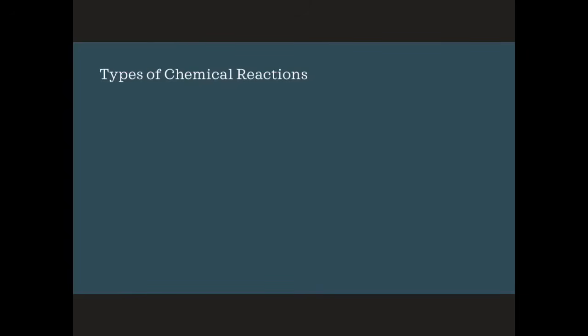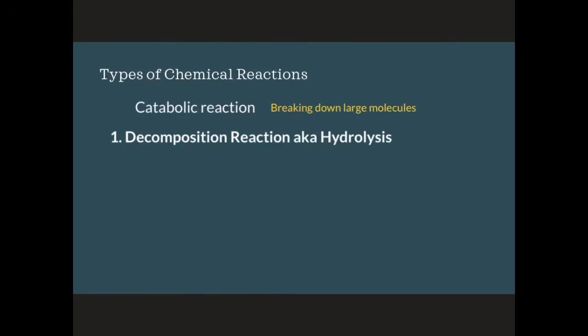So let's get into the types of chemical reactions. We're going to talk about 4 different types of chemical reactions. 1 would be catabolism, 2 would be anabolism, and then we're going to talk about 2 others that occur throughout the body. Again, this is building the basis for anatomy and physiology because these are concepts that are going to come up again later on. So the first type of reaction would be a catabolic reaction, or taking large molecules and breaking them down into 2 or more smaller ones. This type of chemical reaction is referred to as a decomposition reaction. It is also referred to as hydrolysis.